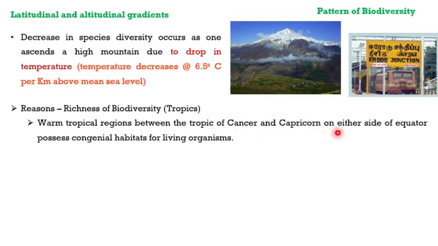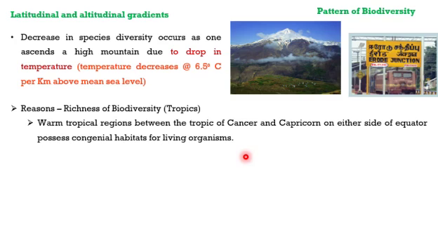Because we have warm tropical regions on both sides of the equator, we have congenial habitats. Congenial habitat means similar habitats for living organisms. Because the habitat is similar, it is easy for organisms and animals to survive and adapt there.